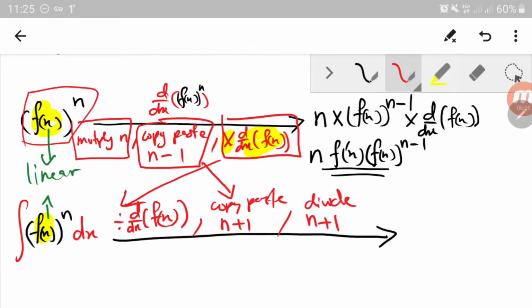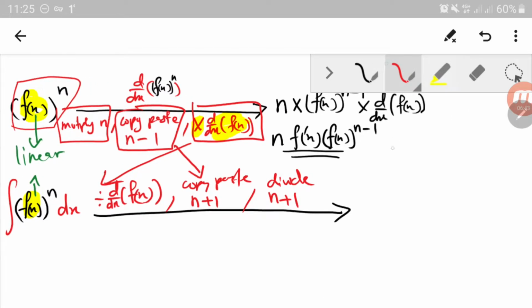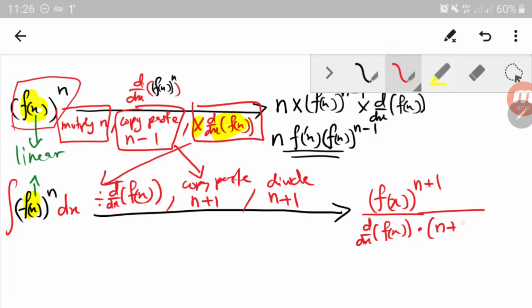Okay, so what should we do? Correct lah. Okay, so we just follow the steps. What we do is we divide f(x) by the differentiation of f(x), and then copy paste. Copy paste f(x) with the power plus 1, and then we divide by another n plus 1. That's why we get something like this.